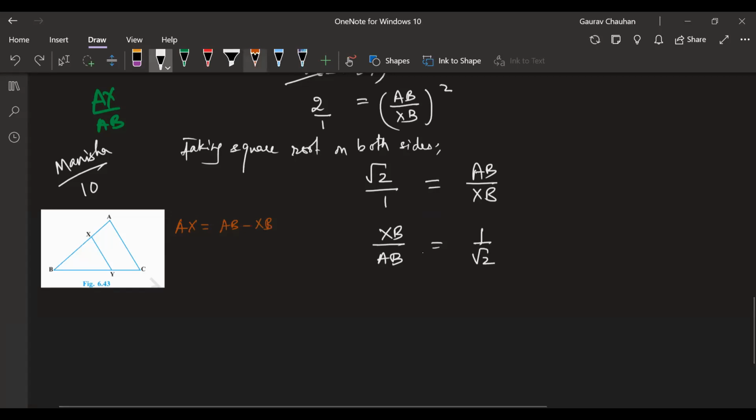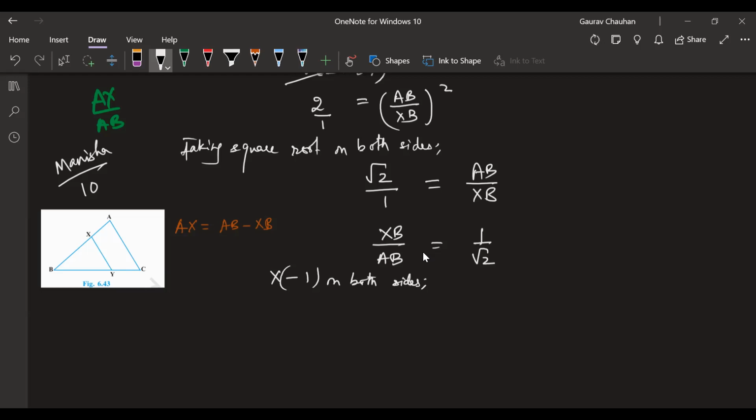Now, listen, I have to get to this thing. Note this. I have to get to AB minus XB. What I'm going to do is I am going to do this, into minus 1 on both sides.